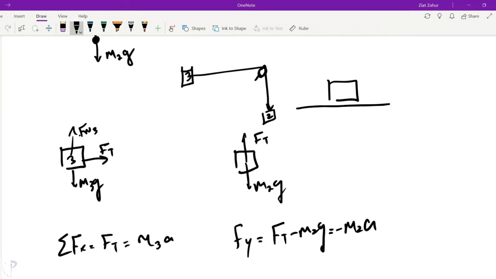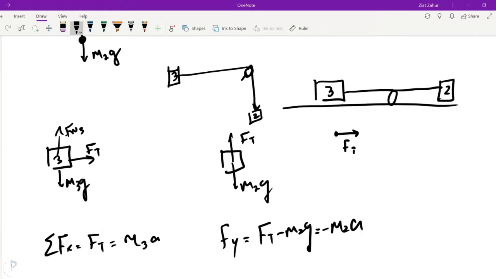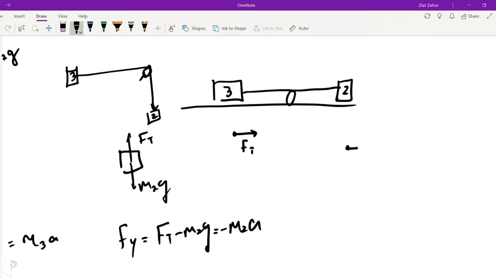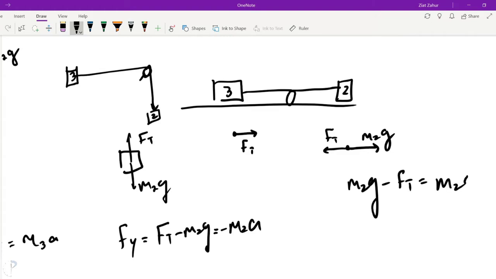Oh look, the world is flat. Whoa. In the flat space model, object 3 doesn't change. But object 2 looks different. Object 2 is being pulled to the right by gravity, and it's being pulled to the left via tension. And so you have M2G minus Ft equals M2A, and this gives you the same thing.